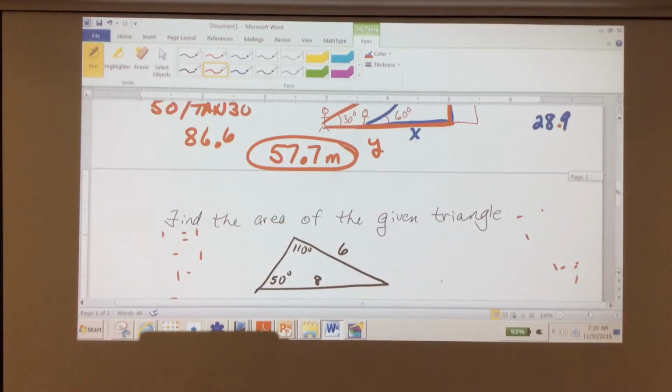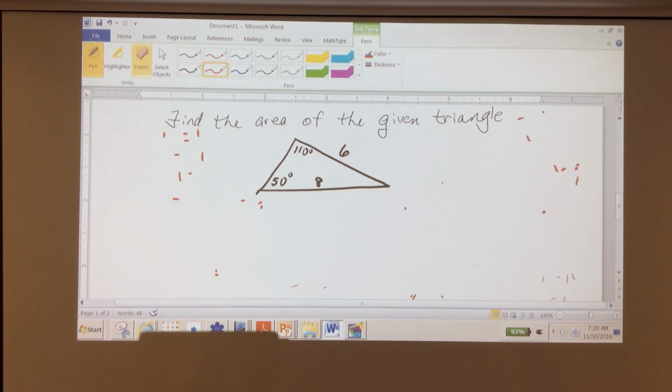Okay. And the last type of problem is areas of triangles. Remember the formula that we learned yesterday? Let me erase some of this stuff off of here. The area of a triangle can be found by using the formula 1/2 AB sine C. Now remember, A and B are the two sides that form angle C. In other words, angle C is called the included angle. It's the angle between the two sides that are given.